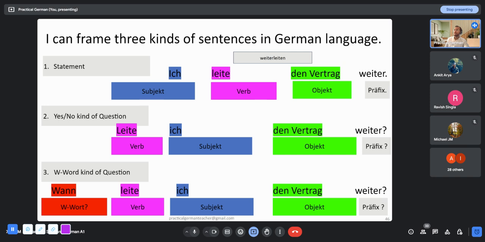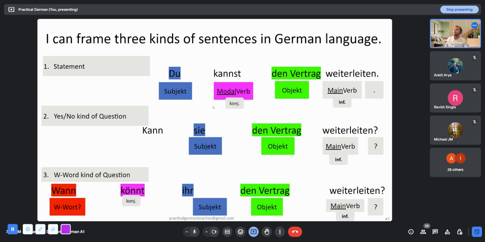Yeah, and the rest you conjugate. What happens if you have two verbs, and one verb is a modal verb and the other verb is separable? It's actually easy. That is the beauty of modal verbs. You just have to do nothing, just write the verb as it is.